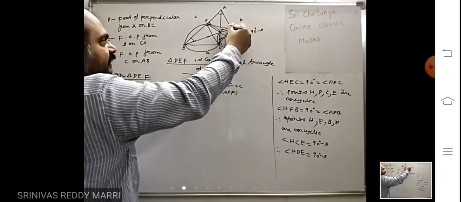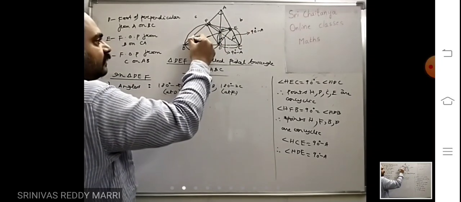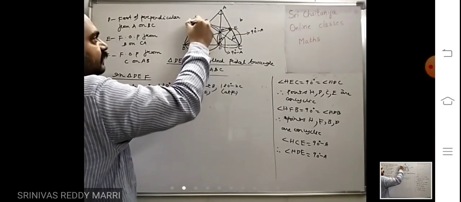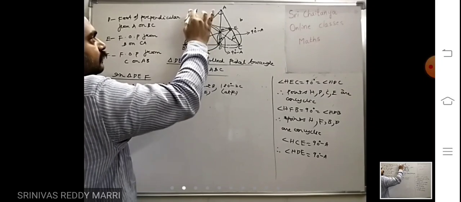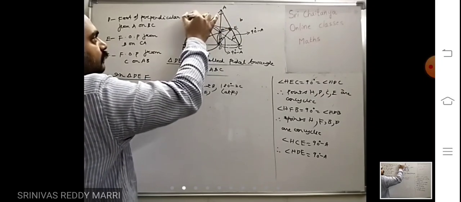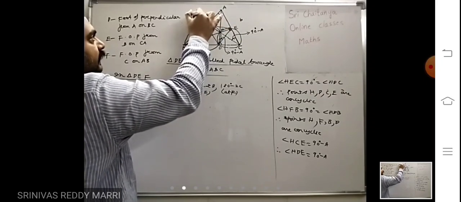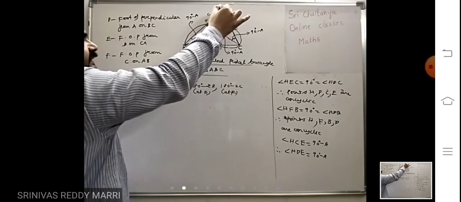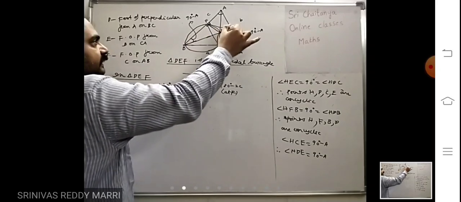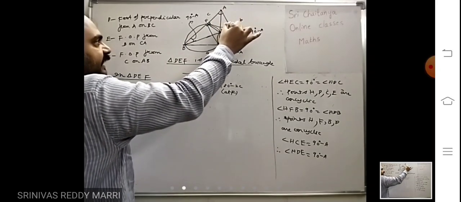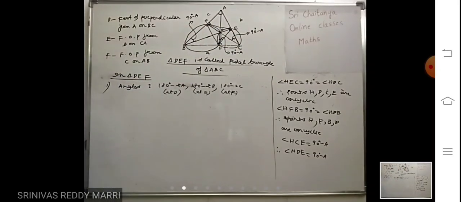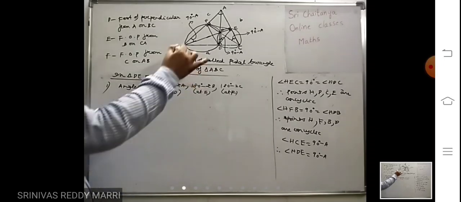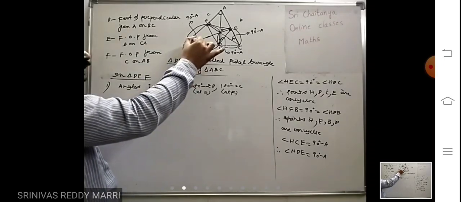Angle A. This angle is 90 degrees. So this angle is nothing but 90 degrees minus A. By taking the triangle ABE, this angle is A, this angle is 90 degrees, so this will be 180 minus (90 plus A). So this angle is 90 minus A.